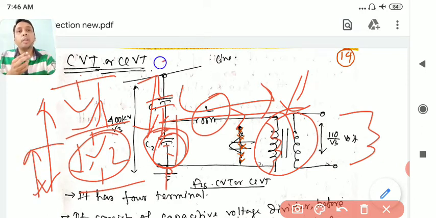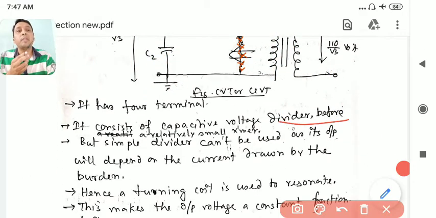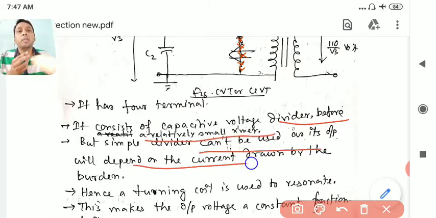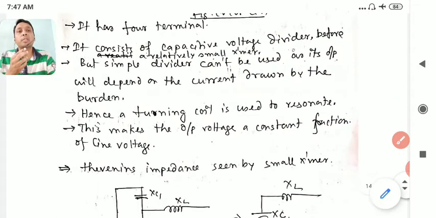So it has 4 terminals, 1 terminal, 2 terminal, 3, 4, as you can see. It consists of a capacitive voltage divider before the relatively small transformer. But a simple transformer divider cannot be used, because the output will depend on the current drawn by the burden. Burden means the trip coil impedance, relay impedance, whatever you are connecting to this side. So this will have an impact. This will draw some current.